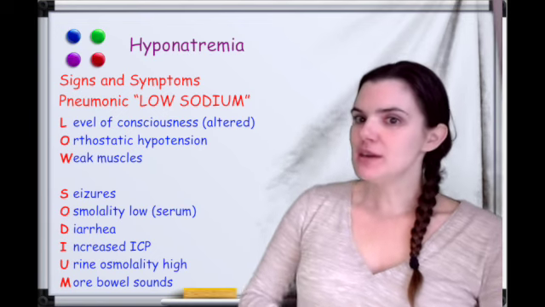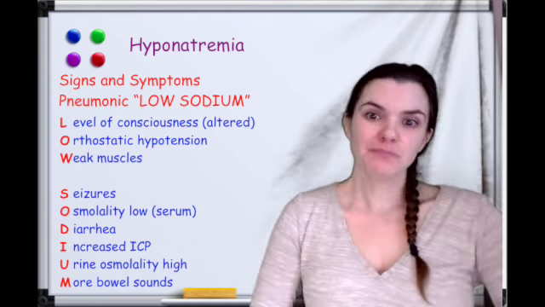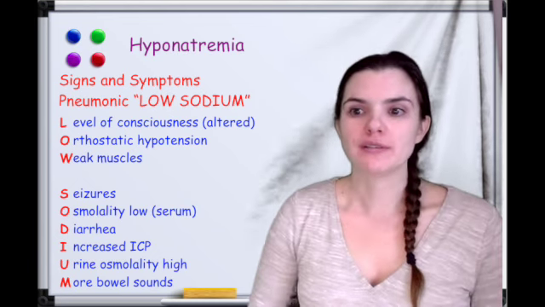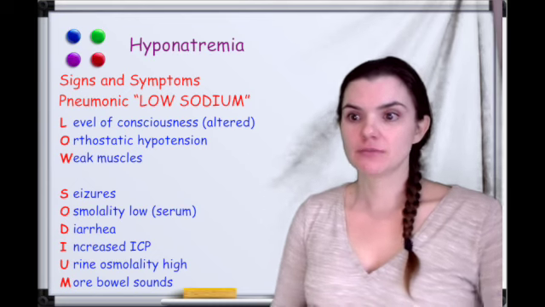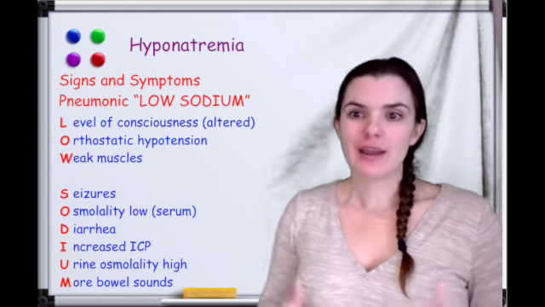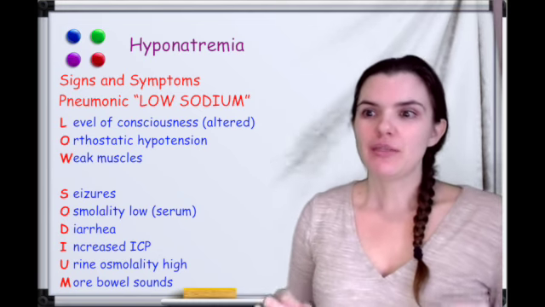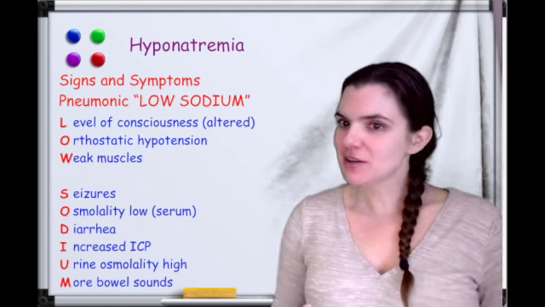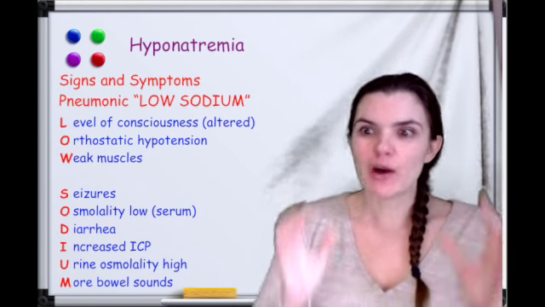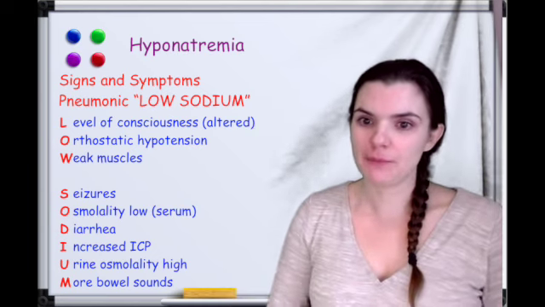W is for weak muscles, which can be as profound as them being flaccid. S is for seizures. Now, this is a huge risk of hyponatremia, so write that down. D is for diarrhea. I is for increased intracranial pressure. Because remember, guys, when there isn't a lot of extracellular sodium, the water follows sodium and then it swells those cells. So you have this increased pressure in the brain.